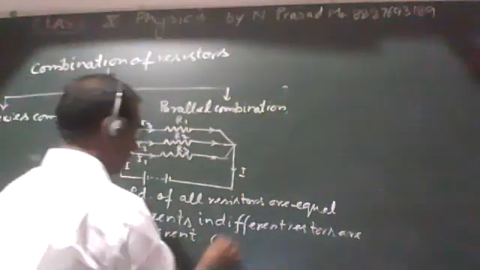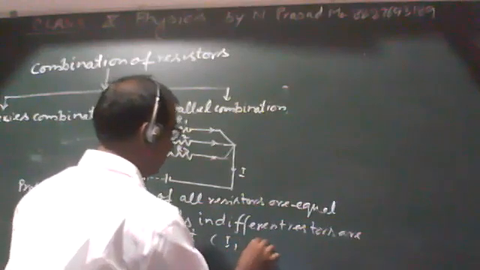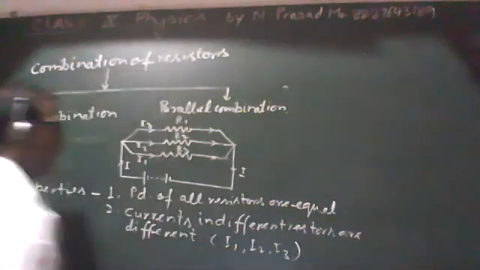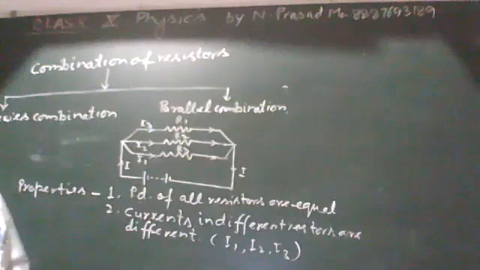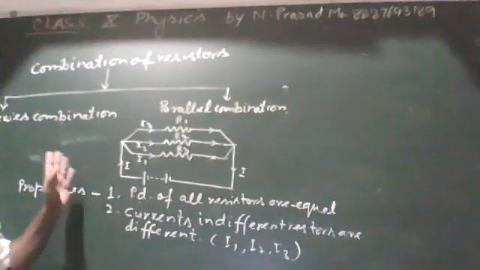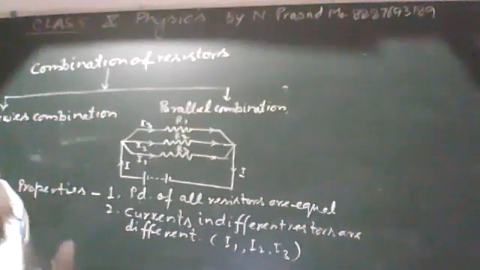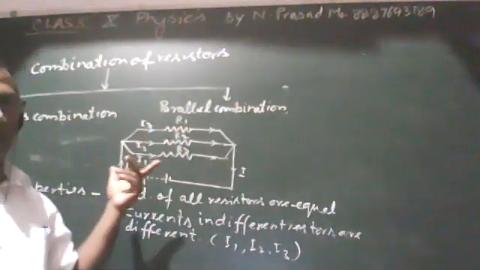Different, I mean I1 for R1, I2, I3 for R3, and that's all. Okay. Try to understand what is parallel combination. In parallel combination, different paths are available.